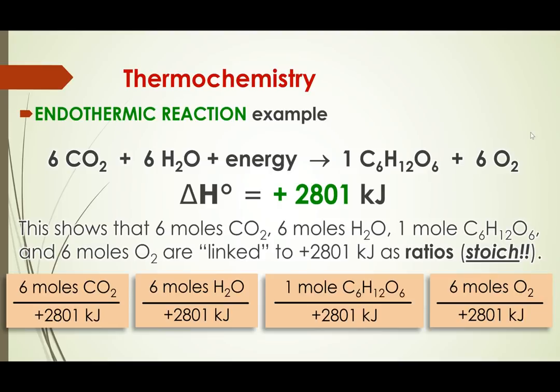Here's another example of how we can relate heat energy to the substances involved in a reaction. 6 moles of carbon dioxide are linked to 2,801 kilojoules. 6 moles of water are related to 2,801 kilojoules. 1 mole of sugar is related to 2,801 kilojoules, and 6 moles of oxygen as well. So you see we've got 4 new ways to fold energy into our understanding of this reaction. Not as a mole to mole ratio, but in a similar way, a mole to kilojoule ratio based on this equation. We'll work some problems so you can see how this gets worked into our math. I think you're going to make good sense of this rather quickly.